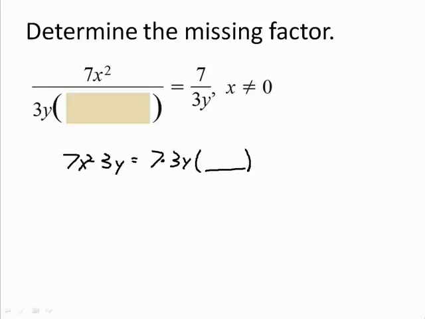7x squared times 3y equals 7 times 3y times the missing factor. The 7 times 3y on each side of the equation cancels out. This leaves x squared as the missing factor.